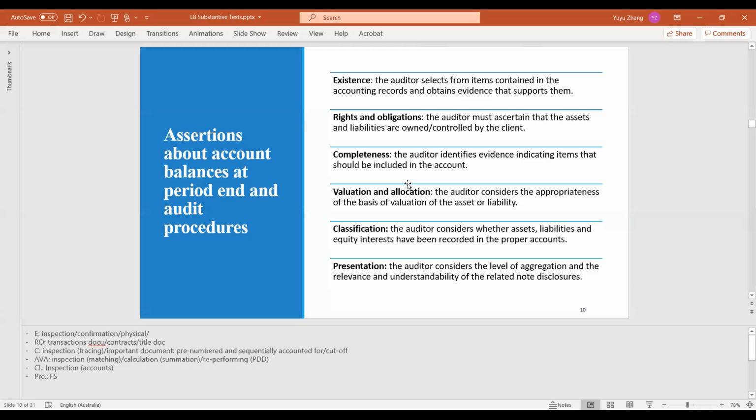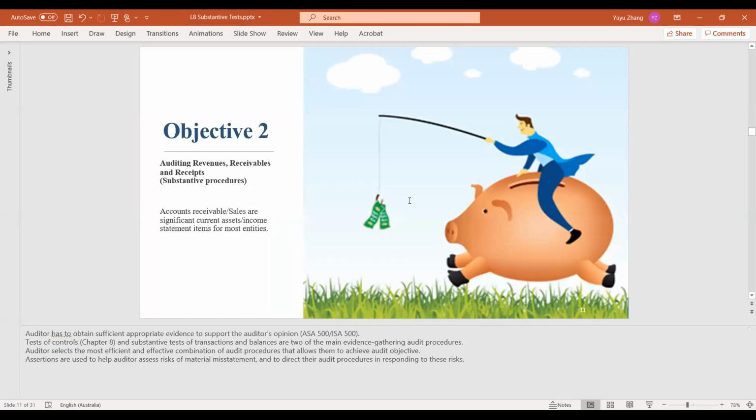Okay, so let's have a break, and then when we come back, we are talking about the sales example. So we can just apply what we learned from the last hour to the auditing of revenues, receivables, and receipts. And it is very simple, just use our common sense. Okay, so I'm doing the recording conversion now, and I will be leaving for a few minutes and then come back to part 2, talking about auditing revenues, receivables, and cash receipts. See you soon.